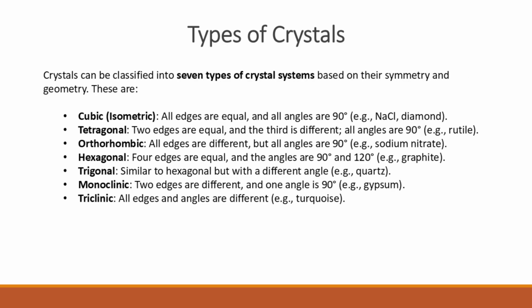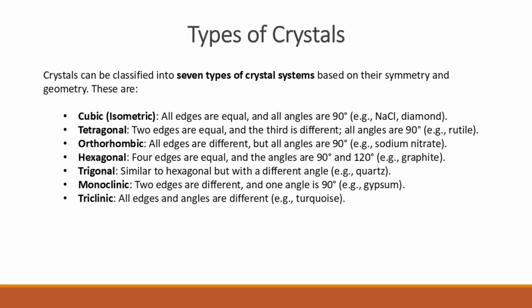Now, let's explore the 7 crystal systems, each defined by unique symmetry and geometry. First, the cubic or isometric system. Here, all edges are equal and all angles are 90 degrees. Think of a perfect cube like table salt, NaCl, or diamond. Next, the tetragonal system, where 2 edges are equal, but the third is different, still maintaining 90-degree angles, like rutile. Then we have the orthorhombic system, where all edges are different, but again, all angles remain 90 degrees. Sodium nitrate is a great example.